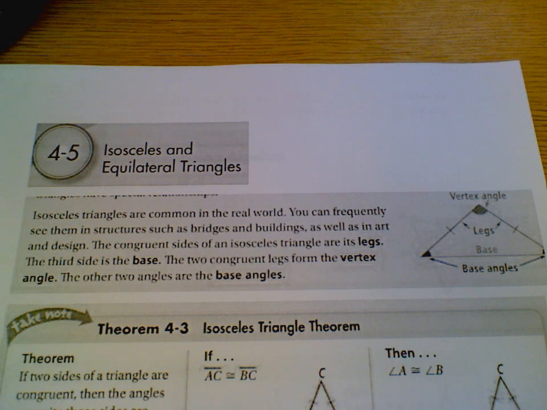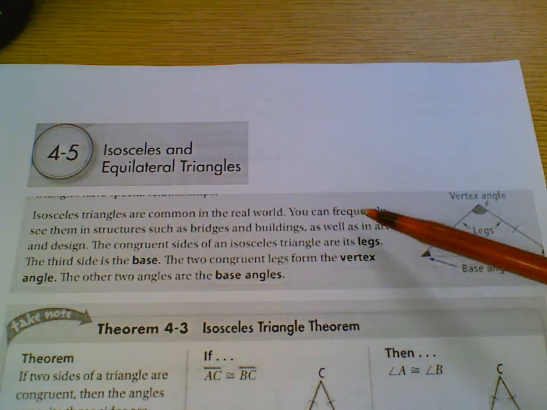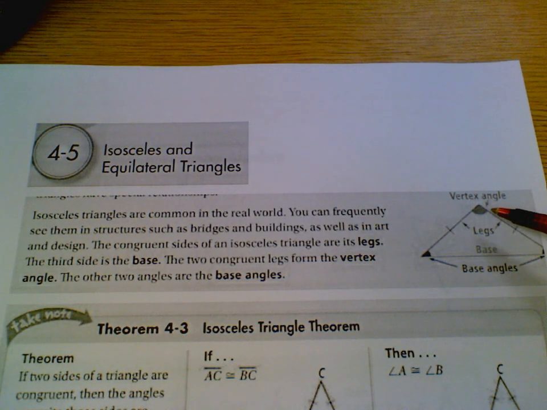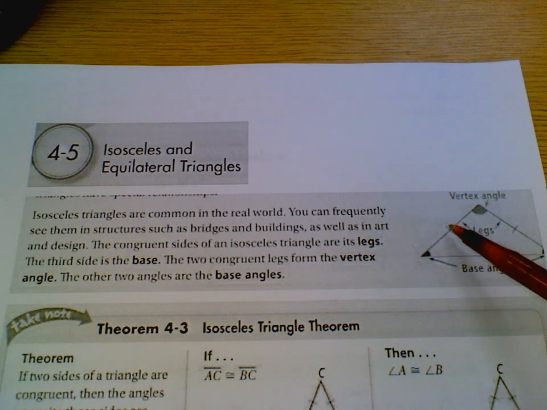Okay, section 4.5 is about isosceles and equilateral triangles. So I put up here just so you can see an isosceles triangle. Isosceles means that I have two congruent sides. So you're going to see here where I have those tick marks.